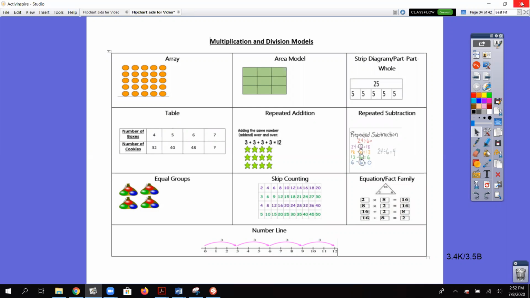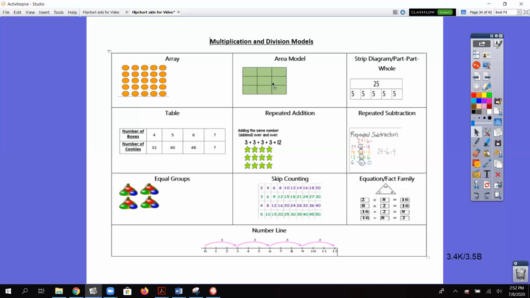So the first one is an array. An array and area model they have a lot in common. They're both made up of rows and columns. So rows go from left to right, just like this, and columns go up and down. Rows are horizontal, and columns go up and down vertically. Horizontal, vertical. An array can be made up of anything. It doesn't have to be made up of circles, even though we usually see it that way, but it can be made of hearts. It can be made of little dogs, cats, smiley faces, whatever you want.